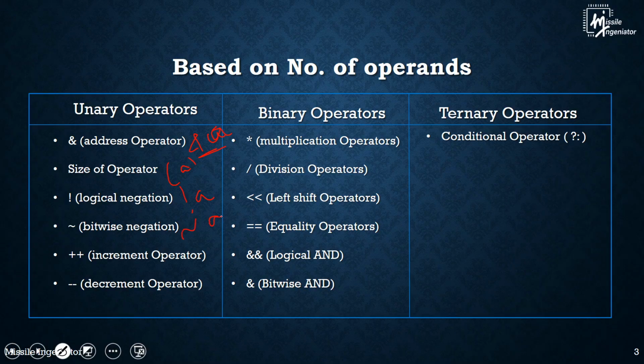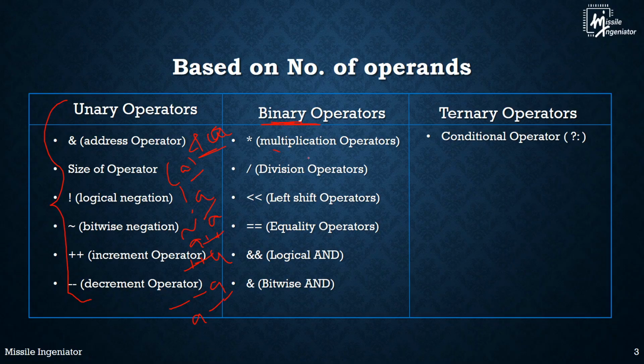For the increment and decrement operators, based upon pre and post, I'll explain in the arithmetic operators. For now, I just want to give the notation: ++a or a++, and --a or a--. Whatever operation we do with unary operators, we do it on only a single operand. Next is the binary operator. As the name tells, it does operations on two operands at the same time.